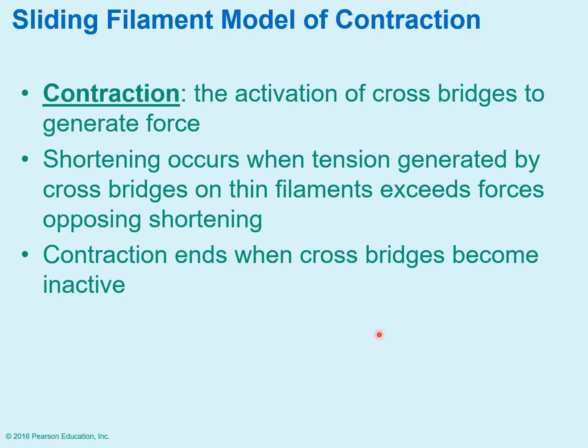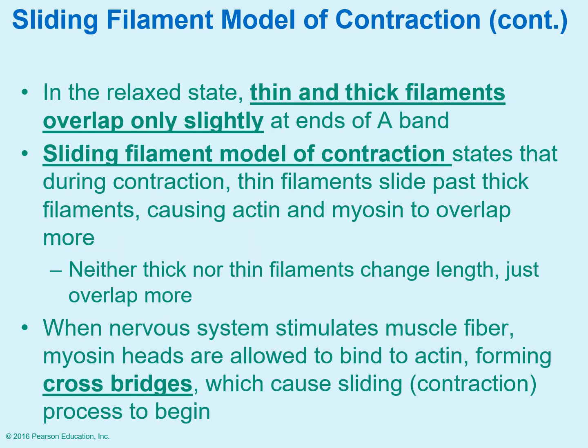So contraction is when you activate those cross bridges. It causes that to form and you generate some force. Shortening occurs when that tension is generated by the cross bridges. And then when the cross bridge then relaxes and becomes inactive, then the contraction ends. The muscle is going to relax again.